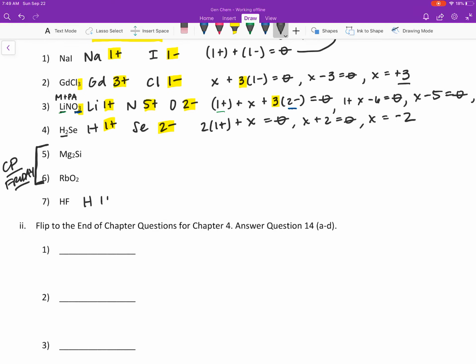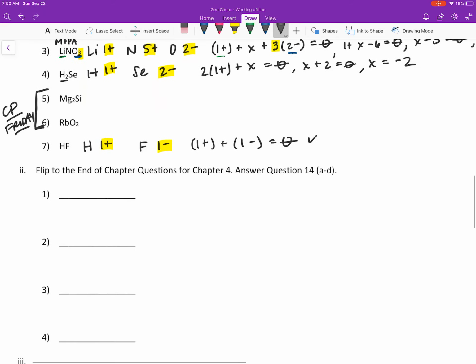Hydrogen, much like sodium, tends to have a plus 1 charge. Fluoride, much like iodide, tends to have a 1 minus charge, which has more to do with their placement on the periodic table. And so in this case, 1 plus 1 minus equals 0, which we know to be correct because it was before. So those are the oxidation states of the hydrogen and the fluorine in this compound.